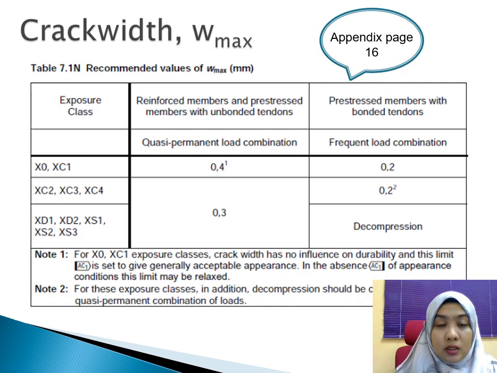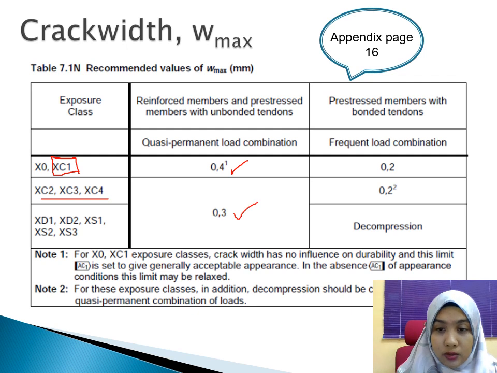Okay, so this is table 7.1N. So in the appendix it is on page 16. Okay, so based on your exposure class condition, let's say your exposure class is XE1, then you use the crack width 0.4. Otherwise, for other types of exposure, then you use 0.3.